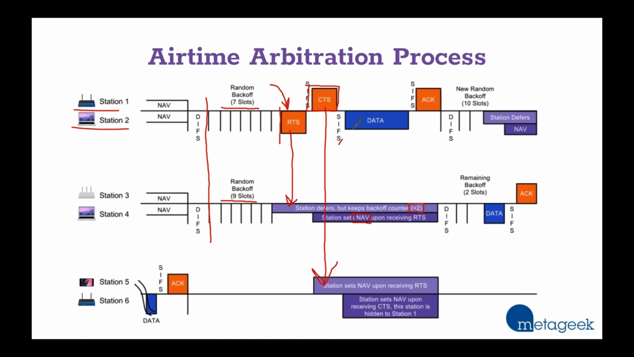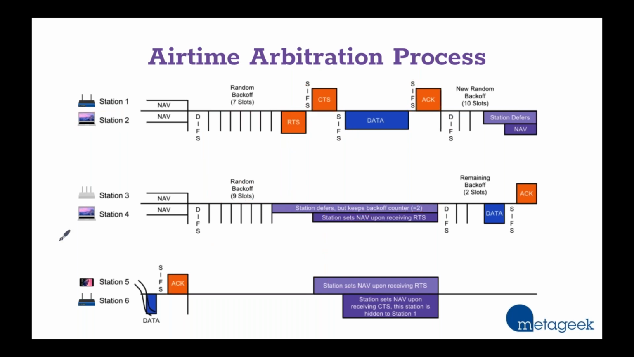So now Station 2 is going to transmit its data. That's the actual payload, the actual data that we're trying to transmit. Of course, we have a short interframe spacing. And then Station 1 gives its acknowledgement, and we're done. We have used up all of our time, and so that conversation is now done. We have now completed that conversation.